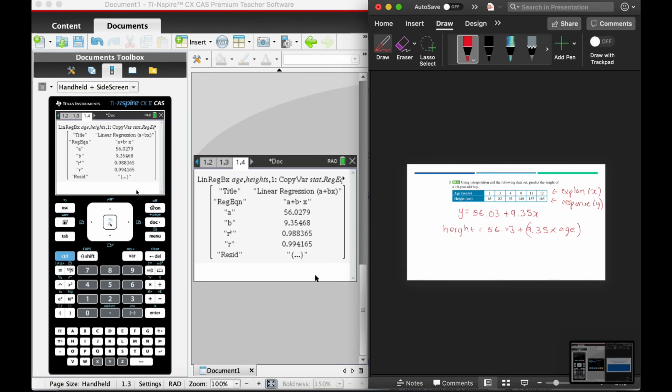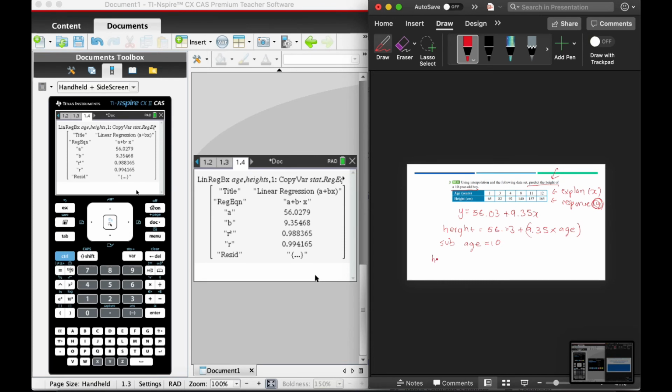The question wants us ultimately to predict the height of a 10-year-old boy. So once we've got the actual equation, it now becomes a lot simpler for us to get the answer. So you want to find the height. The height is the y value. So you want to find out what is y when x, or when the age, is equal to 10. So I'm going to sub age is equal to 10 to find out my height.